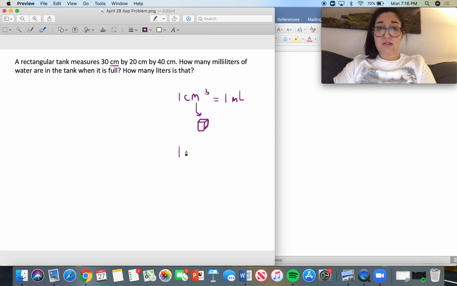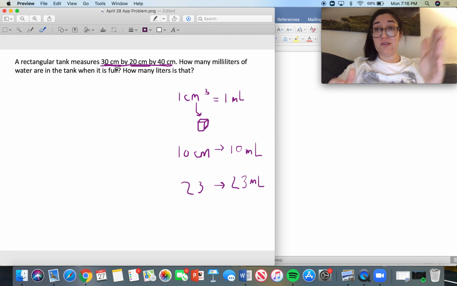If I have 10 centimeters of space, then it'll be able to fit in 10 milliliters. If I have 23 centimeters, then you probably guessed it, I can fit in 23 milliliters. So in this problem, it says that I have a rectangular tank that measures 30 centimeters by 20 centimeters by 40 centimeters. So that tells me the dimensions or the sides of my rectangular tank, right?